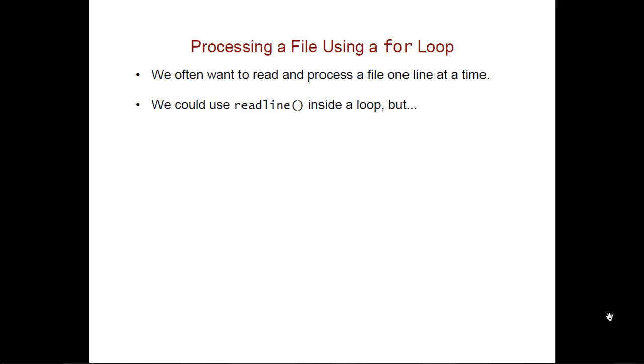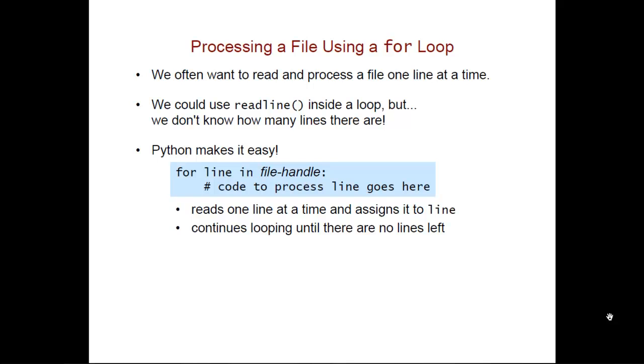Now often we want to process a text file one line at a time. In theory we could use a loop and just use readline as part of that loop. Inside the body we would call readline to get the next line. But the problem with that is we often don't know how many lines there actually are, and so we won't know how many repetitions we need to make with our loop. But Python allows us to get around this problem by giving us a special kind of for loop that works with the file handle.